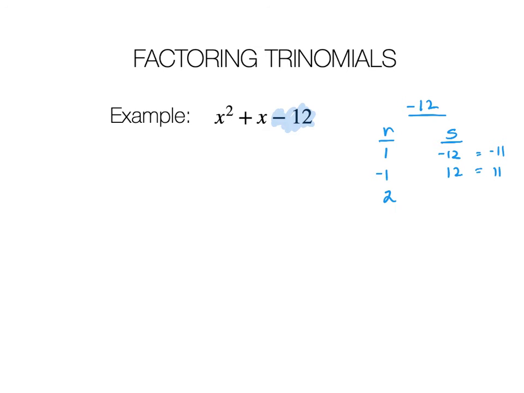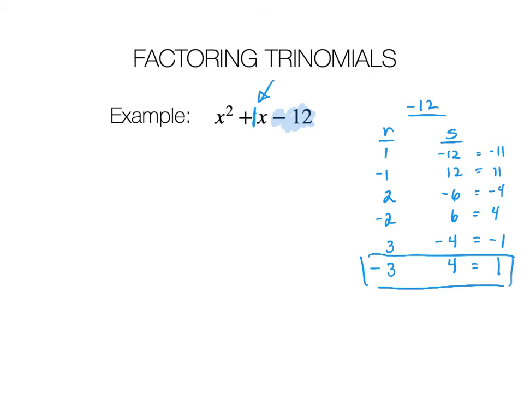It could be 2 times -6, or -2 times +6. Here the sum is -4. Here the sum is +4. So neither of those work. Remember, we're going for this B value of 1 right here. Let's try 3 and -4. That multiplies to -12. It adds to -1. -3 and +4 adds to +1. There's the combination that we want.